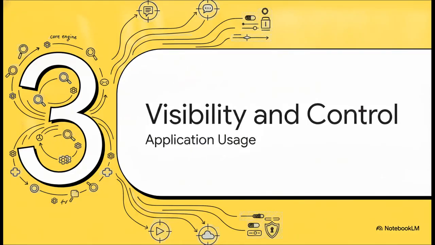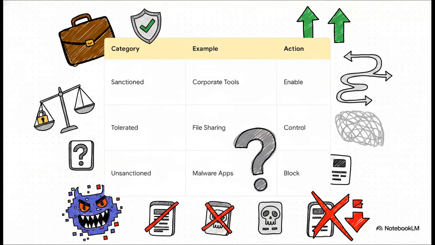All right, Section 3, Visibility and Control. Now that we've got the engine figured out, let's look at how we navigate actual application usage on the network. Let's imagine a user. We'll call him Joe. Joe's just going about his workday. We can break down his traffic into 3 distinct categories.